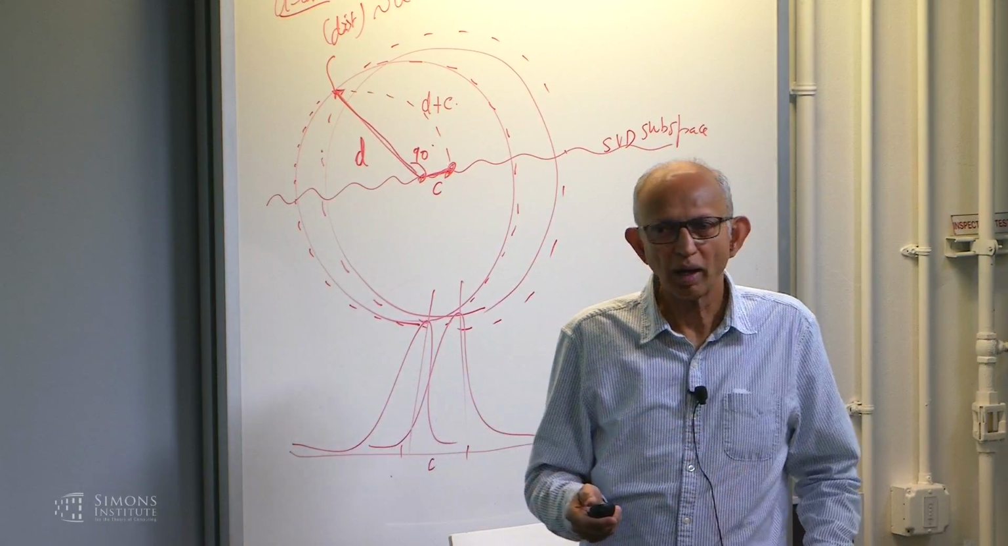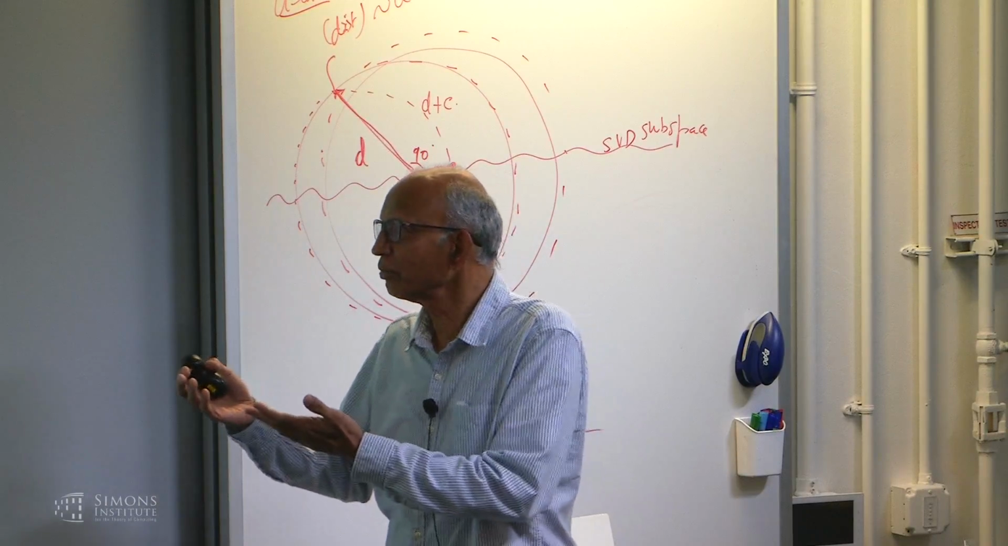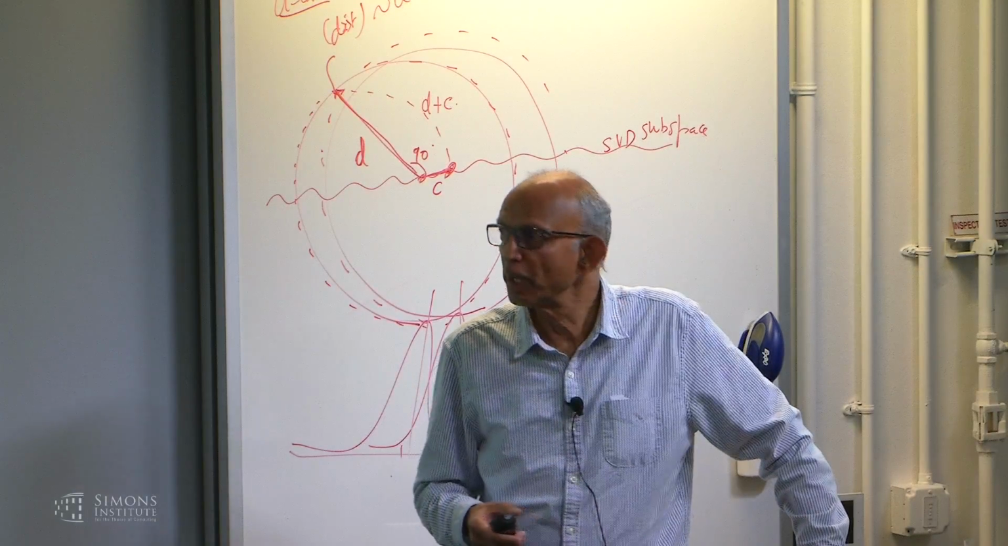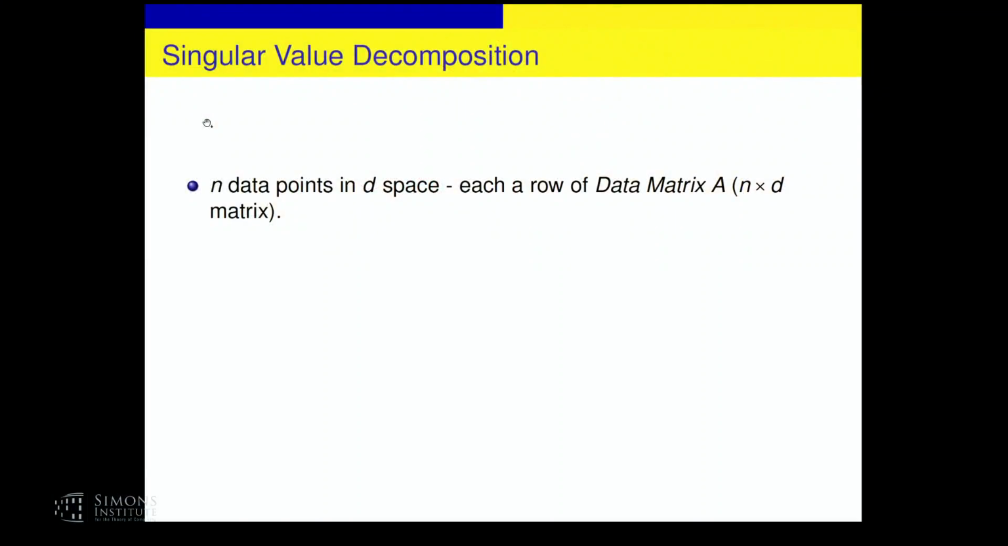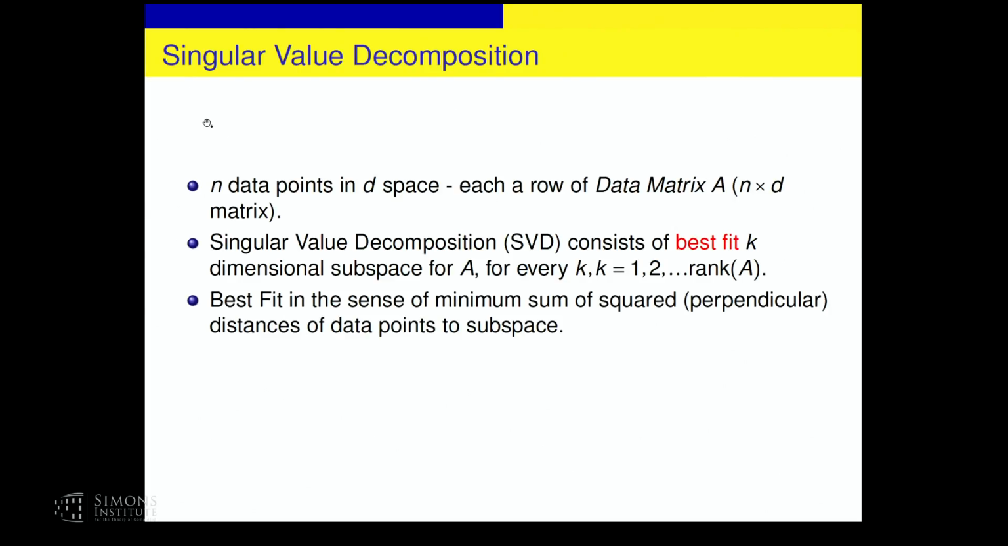And perhaps most of you know from your linear algebra what SVD is. But here's a view which is also just obvious, but is a view that's based on data, if you will, of singular value decomposition. We have n points in d-space. Each data point is a row of the data matrix. And SVD is precisely the best fit k-dimensional subspace for the data. Best fit in the sense of minimum sum of squared perpendicular distances.